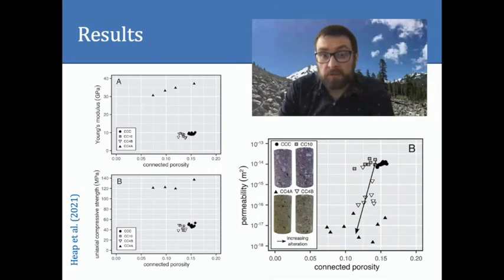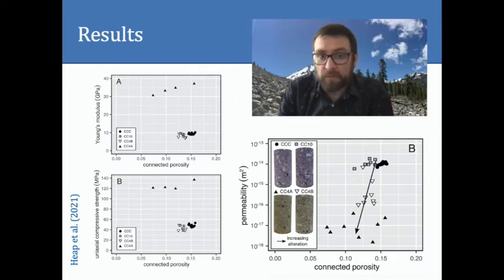Here are the results. Young's modulus and strength as a function of porosity are shown on the left, where each symbol represents a separate measurement on a separate core sample. These data show that all of the rocks have a similar value of Young's modulus and strength, apart from block CC4A, the black triangles, which is considerably stiffer and considerably stronger than the others.